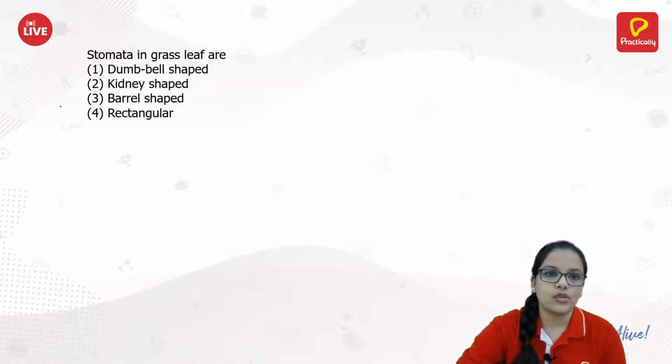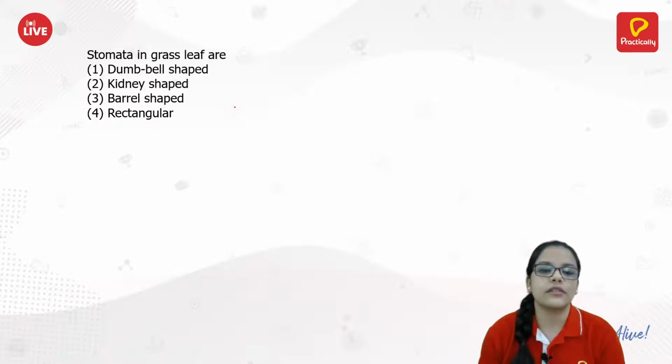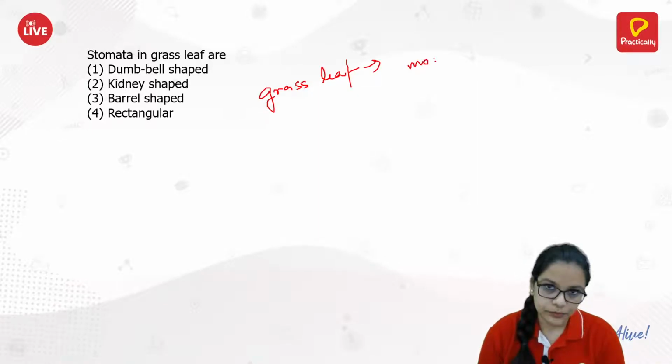Okay. Stomata in grass leaf is actually a monocot. Okay, a monocot has dumbbell-shaped stomata.